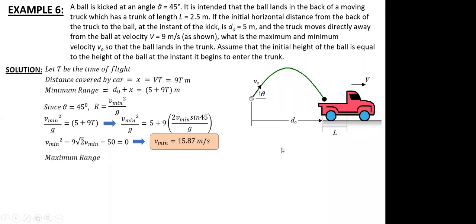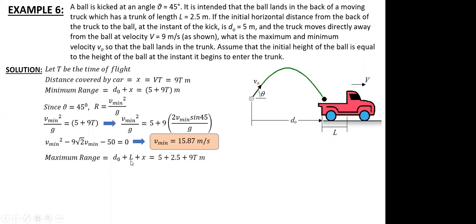Suppose now I want to go for the second range. Now the second range is nothing but the ball should fall at the second end of the trunk. That time this length will also be included. So d naught plus L plus x. So d naught plus L is the total distance, and x is the distance moved by the car in the time of flight, nothing but when the ball is going to reach the trunk. So this is the total horizontal displacement which is to be covered.